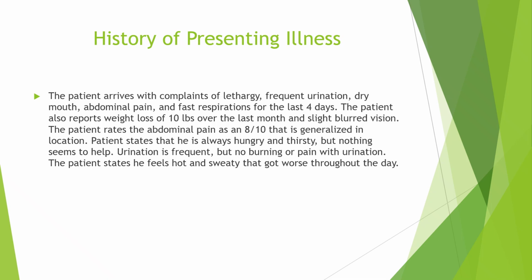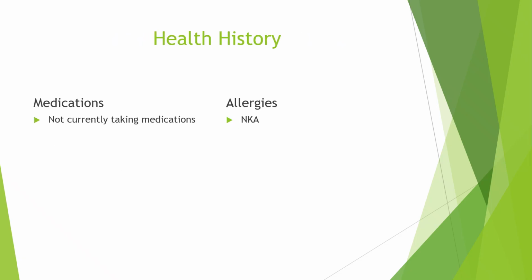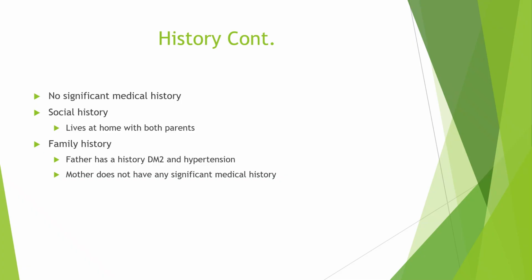Patient states that he is always hungry and thirsty, but nothing seems to help. Urination is frequent, but no burning or pain with urination. Patient states he feels hot and sweaty, and that got worse throughout the day. Health history: the patient is currently not taking any medications, and he does not have any known allergies at this time. As far as medical history goes, no significant medical history. Social history: patient lives at home with both parents. Family history: father has a history of type 2 diabetes and hypertension. Mother does not have any significant medical history that we know of at this time.